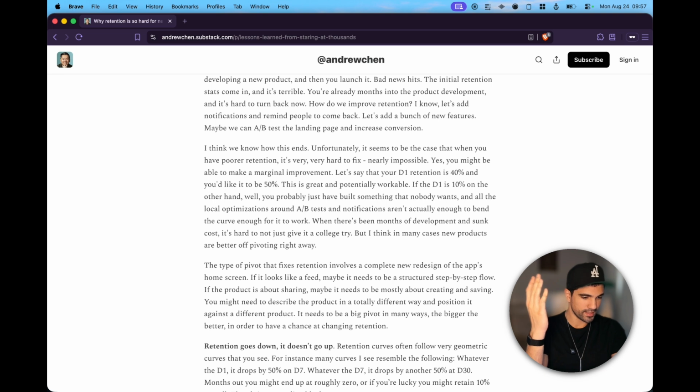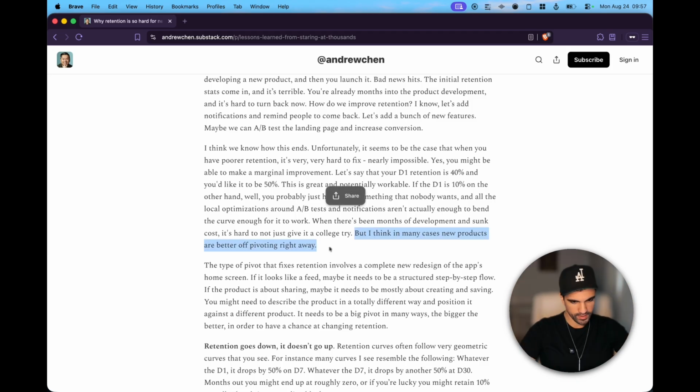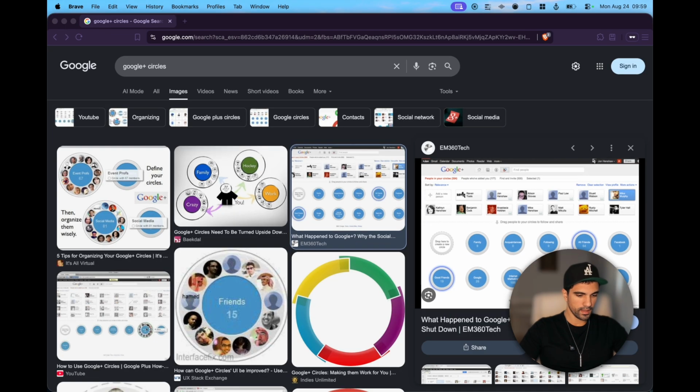The basic gist is, if you've built a product that no one wants, Chen will tell you, stop optimizing, and just pivot. He talks about it here. In many cases, new products are better off pivoting right away. The type of pivot that fixes retention involves a complete new redesign of the app's home screen. And I would probably say of the app. And it does not matter who you are or how much you know about retention. You cannot iterate yourself to a good product.